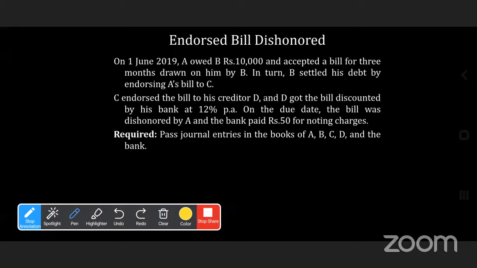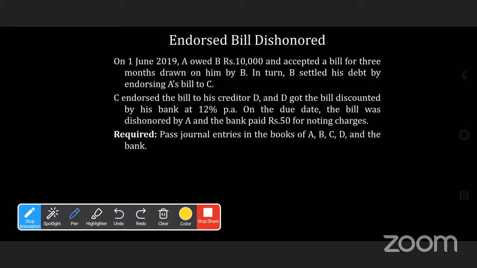So D has discounted that bill with the bank at the rate of 12% per annum. On the due date, the bill was dishonored by A and the bank paid rupees 50 for noting charges. Now you have to pass journal entries in the books of A, B, C, D, and the bank.